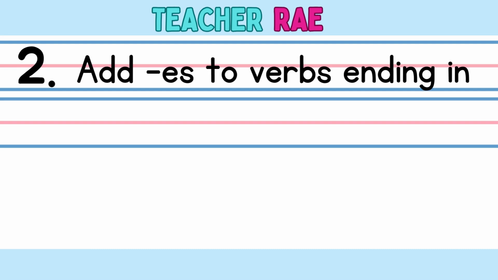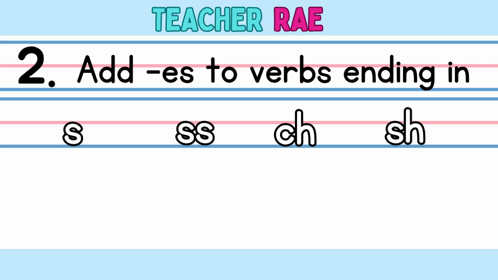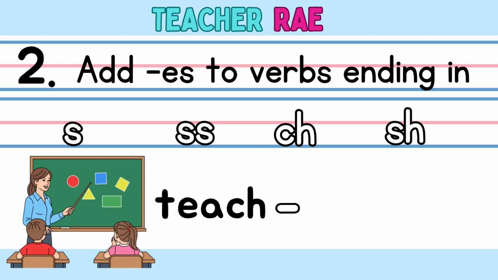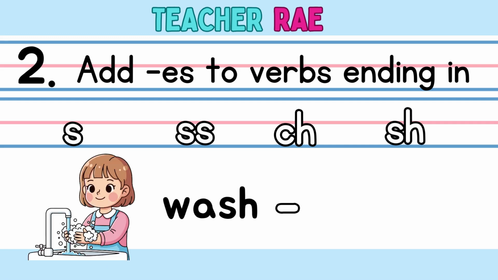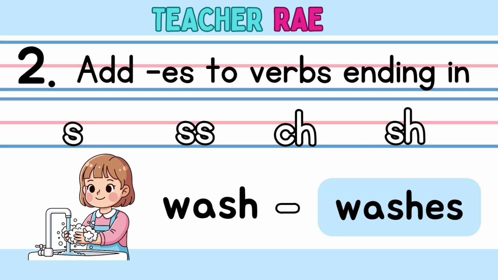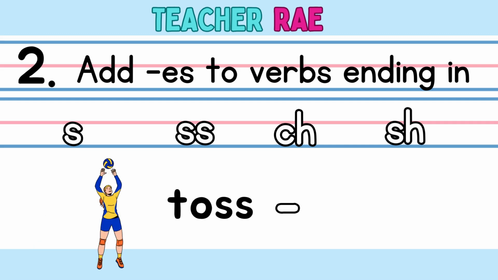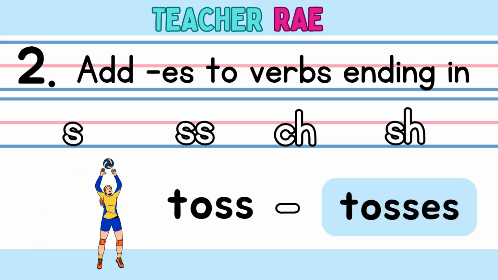Number 2. Add ES to verbs ending in S, SS, CH, and SH. Example, teach becomes teaches. Wash becomes washes. Toss becomes tosses.